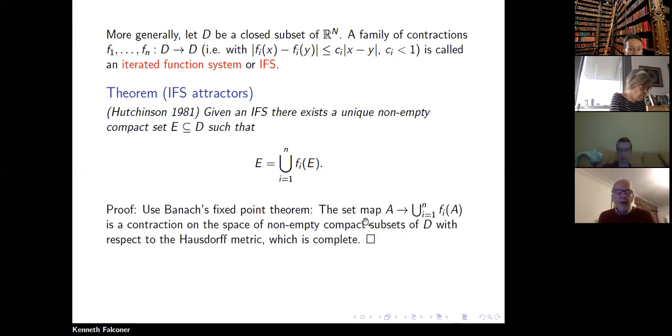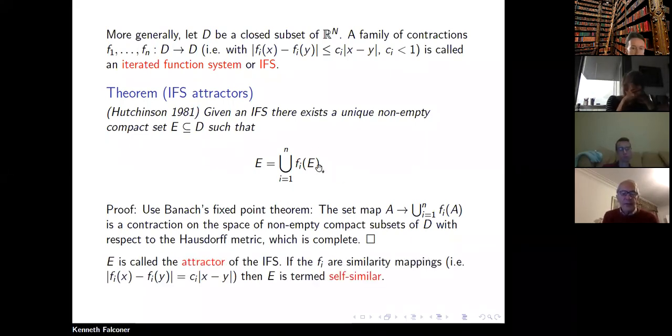And there's a very elegant and short proof of that, which I must include, it's too nice to omit, using Banach's fixed point theorem, Banach's contraction mapping theorem. If you look at the map that takes any non-empty compact set A to the union of its images under the Fi, since the Fi are contractions, you can show that this transformation is a contraction on the space of non-empty compact subsets of our domain D. And that's a contraction with respect to the Hausdorff metric, which is a natural way of expressing the distance between two sets. And the Hausdorff metric is complete. The fixed point theorem tells you that a contraction on a complete metric space has a unique fixed point, and that's the proof. So that's rather lovely, I think.